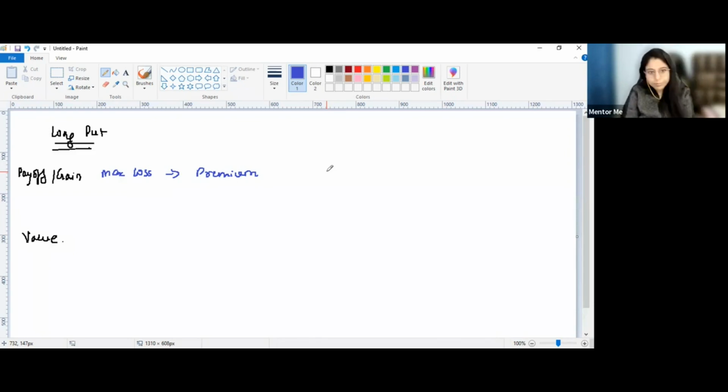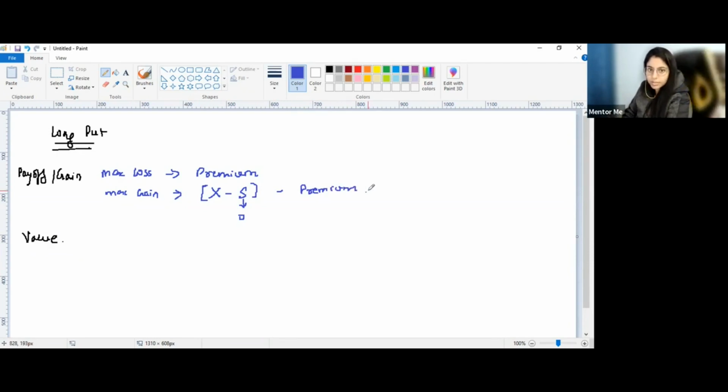So payoff and gain: the maximum loss that can happen is your premium. Okay, and the maximum gain that can happen is your exercise price minus the stock price, where the stock price becomes zero. That is the maximum limit that you can have, minus the premium that you have already paid. Okay, so X minus S, that is exercise price minus the stock price, gives us our gain, minus whatever premium we have paid will give us our net gain.